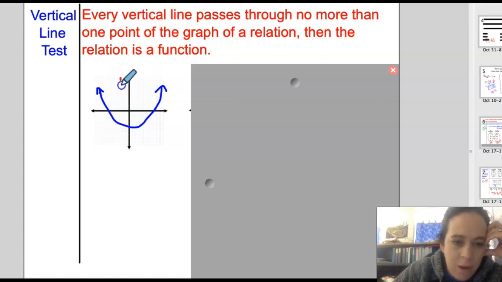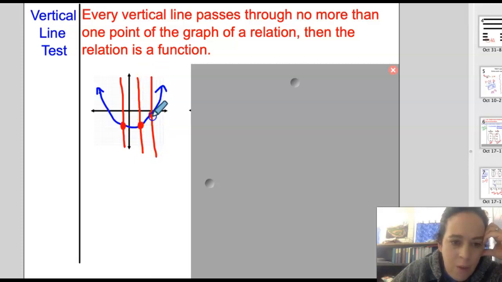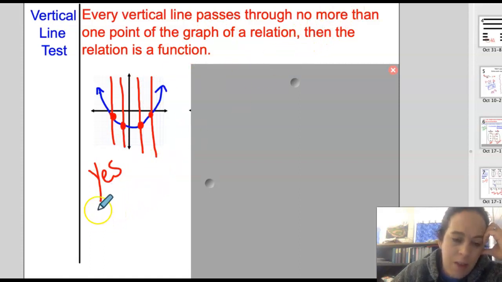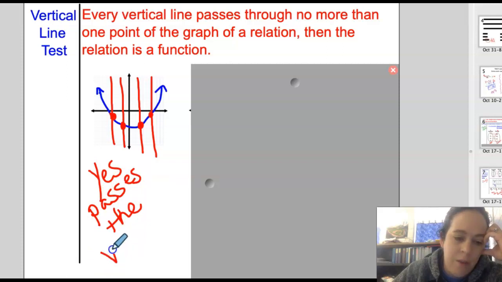So if you draw vertical lines, that one crosses only once. That one crosses only once. Every vertical line that you draw can only cross once. If you ever see a vertical line that crosses twice, then it's not a function. So since every vertical line crosses only once, or maybe it doesn't cross at all, which would be fine, yes, this is a function, and we know because it passes the vertical line test. And if you want to call it the VLT, that's fine, vertical line test.